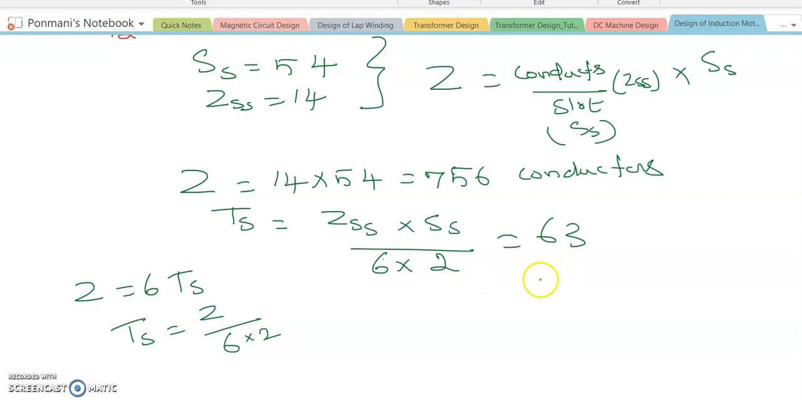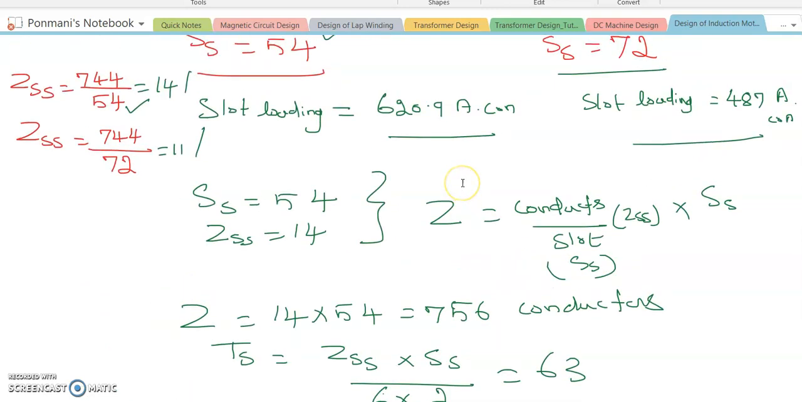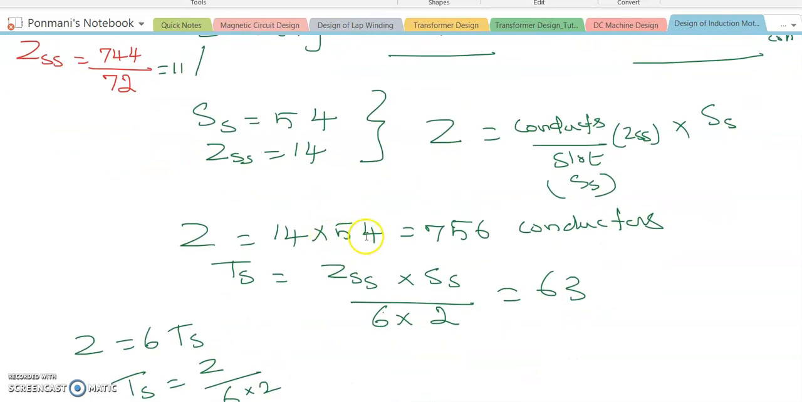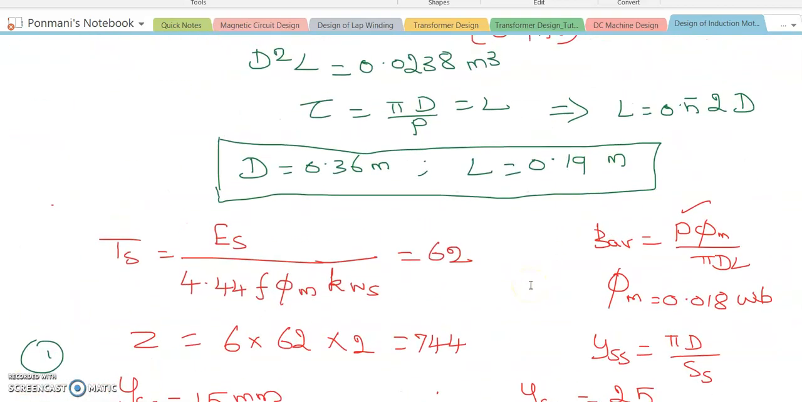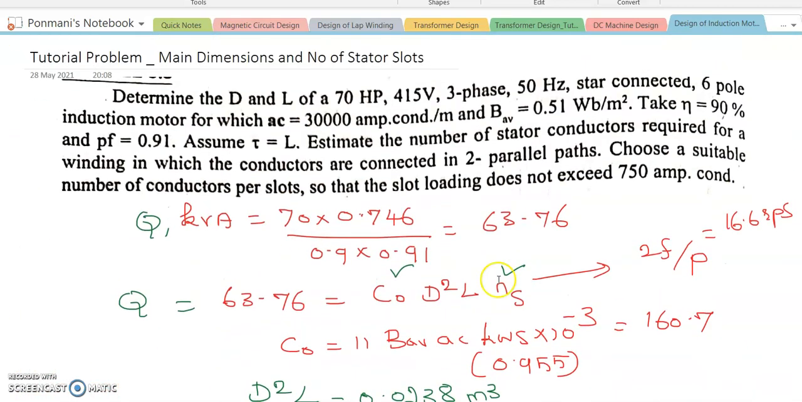So this is the solution of this problem. All we have finalized: 54 number of slots, conductors per slot is 14, and total number of turns per phase is 63, and D and L we have calculated. So D and L total dimensions, conductors per slot and slot loading, everything is calculated. Thank you.